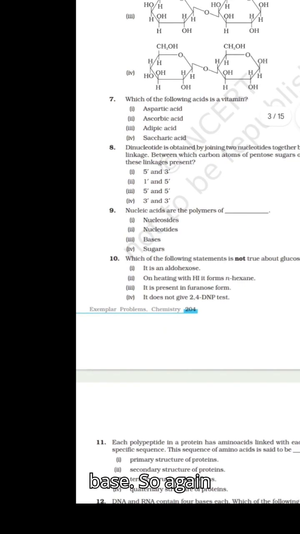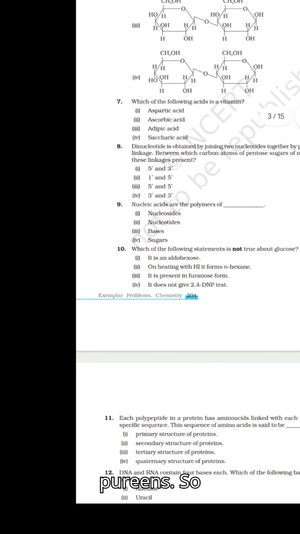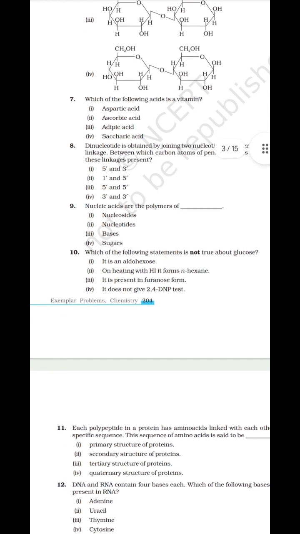Again, these nitrogenous bases are mainly of two types, pyrimidines and purines. Cytosine and thymine are called pyrimidines. Adenine and guanine are called purines. So a nucleotide contains three moieties. The first one is ribose sugar, the second one is phosphate molecule, and the third one is nitrogenous base.